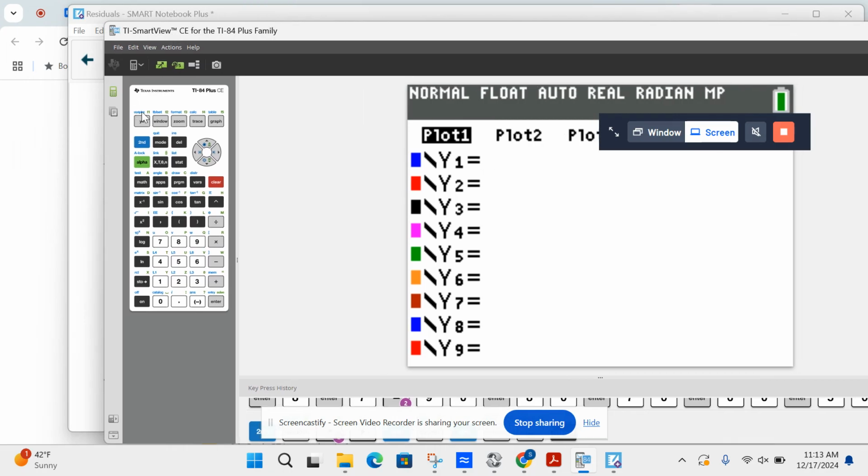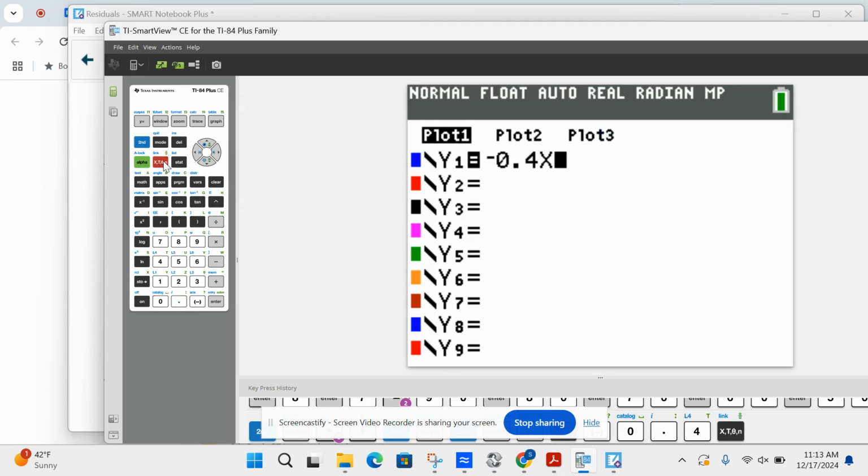Okay, so right here is your y equals. So what's our equation? -0.4x. The x button is right beside the green alpha button, plus 16.3. Wait, where's that? Right beside the green alpha button, plus 16.3. Okay, now you're going to look at the table.